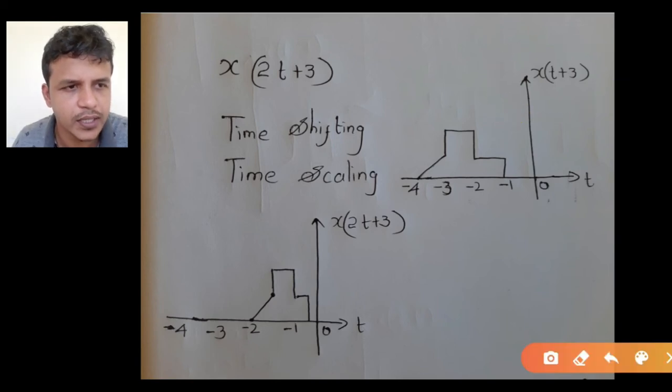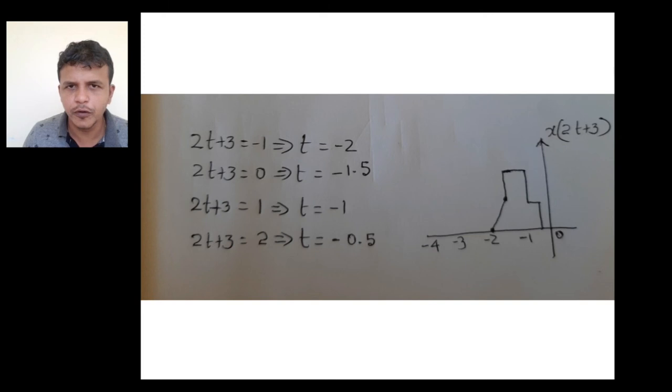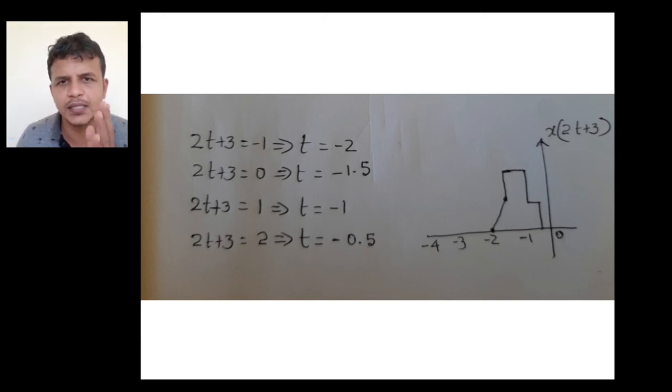This logic is useful when we take x of t directly, when we are able to plot x of 2t plus 3 directly from x of t. We should not do any time shifting or time scaling operation even before doing it. Even if we have x of t, immediately we can apply this logical approach to derive x of 2t plus 3.